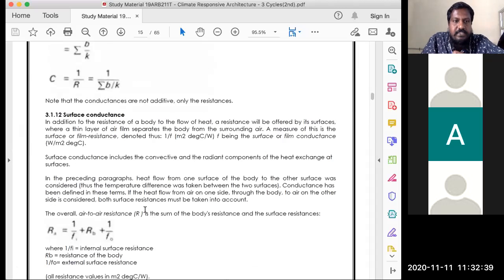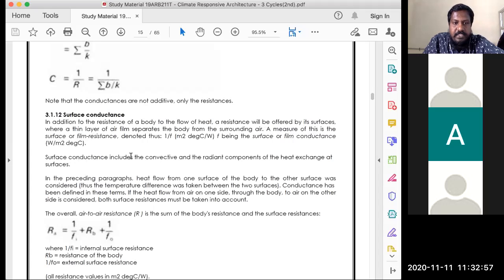In surface conductance, in addition to the resistance of the body to the flow of heat, a resistance will be offered by its surface. A very thin layer of air or film separates the body from the surrounding air. The measure of this is the surface or film resistance.